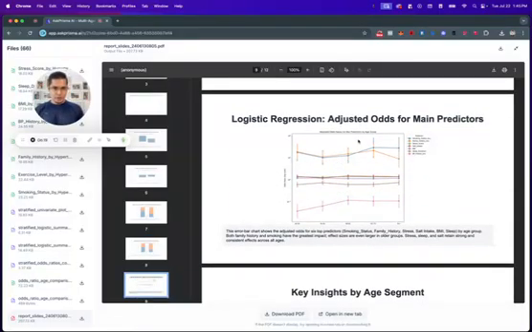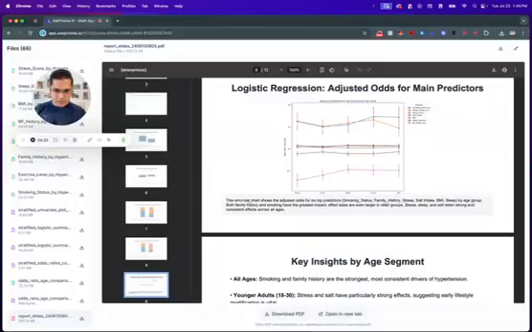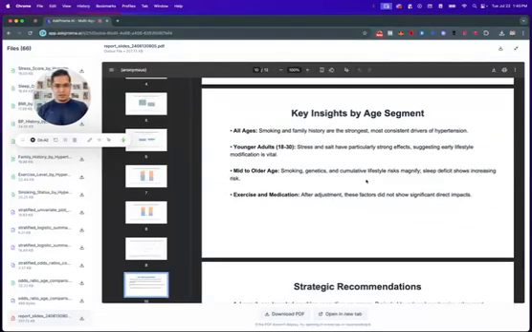This one is the deeper statistical, logistic regression based analysis. This error bar chart shows adjusted odds for six top predictors. It shows both family history and smoking have the greatest impact. Effect sizes are even larger in older groups. Stress, sleep, and salt retain strong and consistent effects across all ages. And these are key insights.